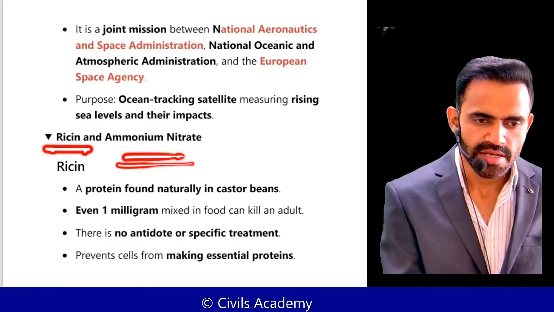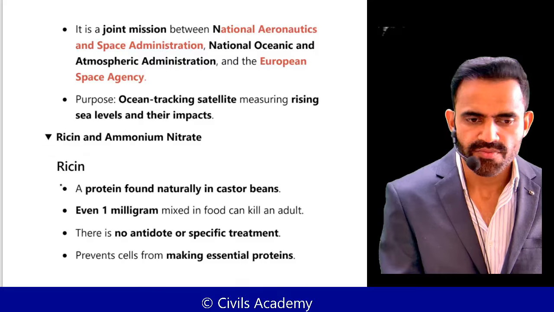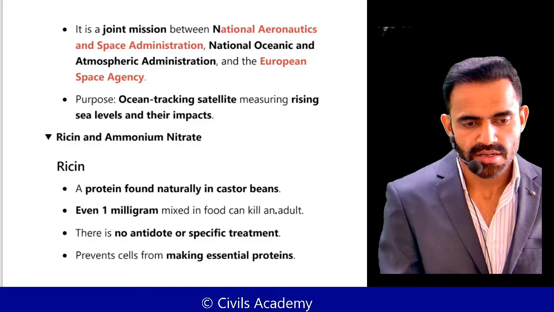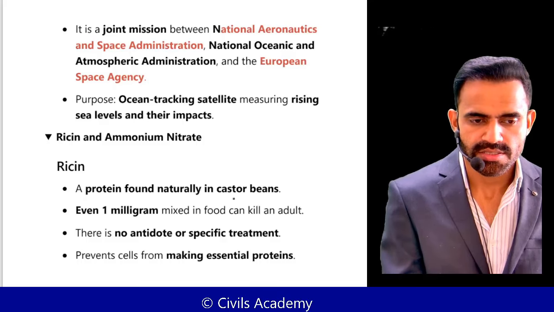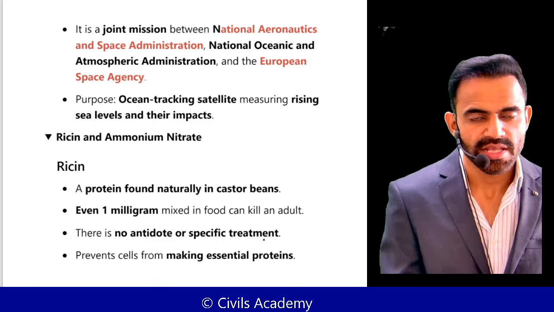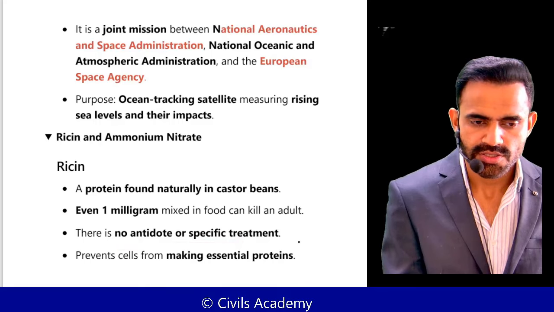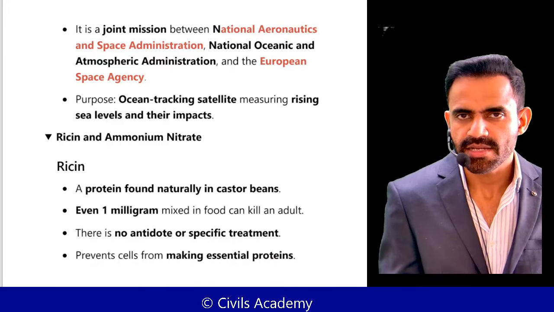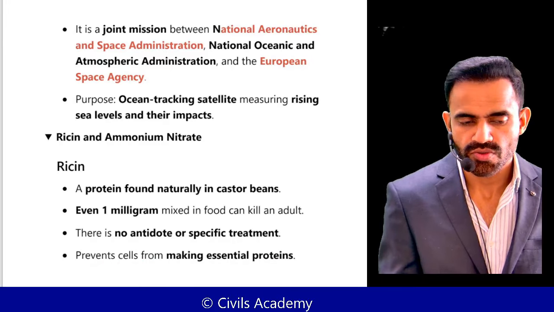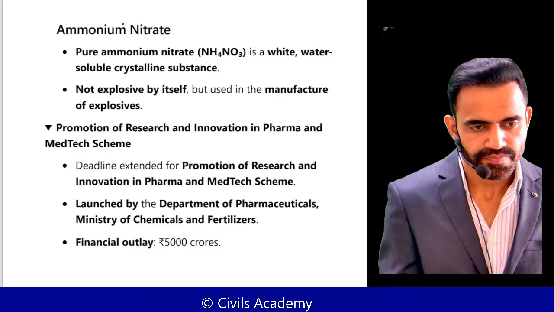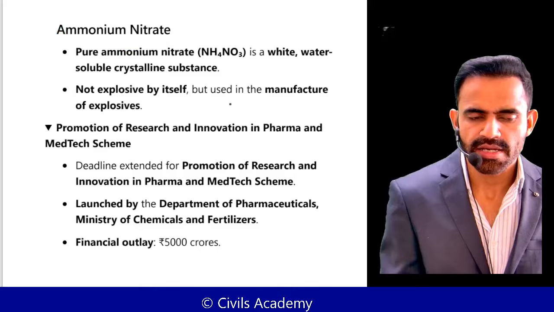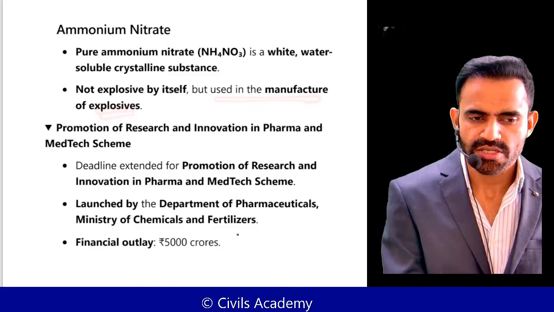ricin and ammonium nitrate. Now understand, ricin was recently found and it can be very toxic. It is naturally found in castor beans. It can be used to kill someone, and there is no treatment or antidote. It can prevent cells from making essential protein, and therefore the person is going to die. Next is ammonium nitrate. Ammonium nitrate is not explosive directly, but it can be used to manufacture other explosives.